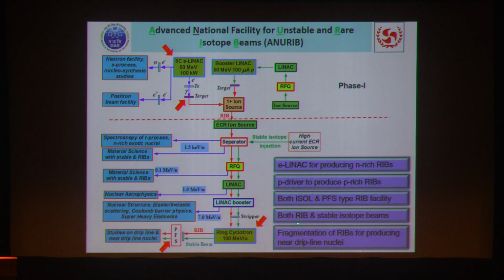As I said, any RIB facility can accelerate stable isotope beams also, so it will be possible to accelerate both RIB and stable isotope beams of high current. Fragmentation of RIBs for producing nuclei near the drip line at the very last stage. So after the linac, we plan to accelerate up to 100 MeV per nucleon using a ring cyclotron and projectile fragment separator facility. So the question is how equipped we are for planning such a large-scale facility.